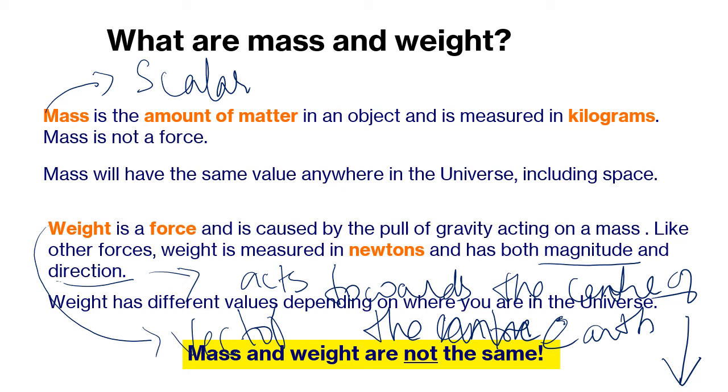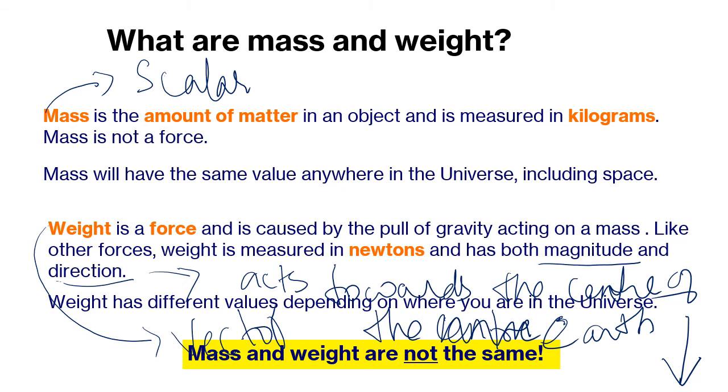Weight is a gravitational force of attraction acting on an object. It is measured in newtons. It is a scalar quantity. Why do I keep saying it is a scalar quantity? I'm sorry. It is a vector quantity and it always acts downwards.